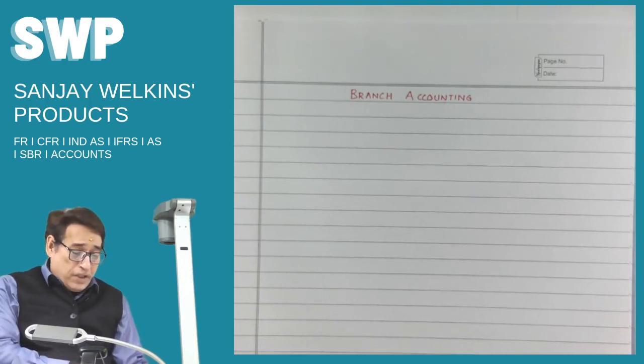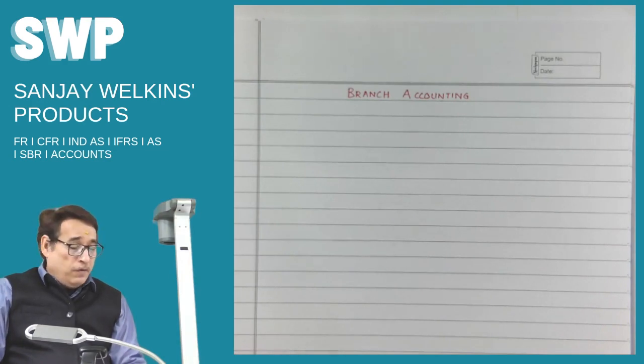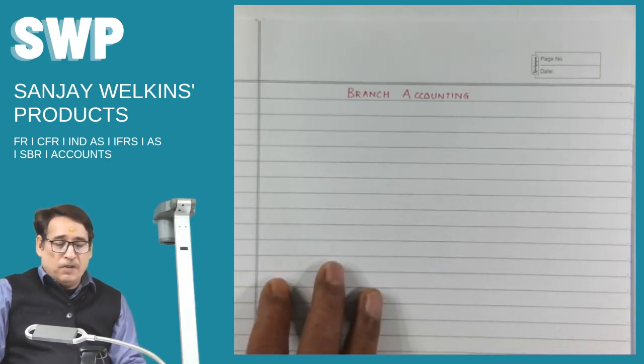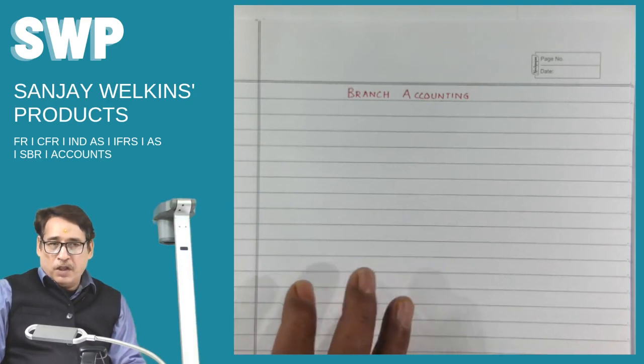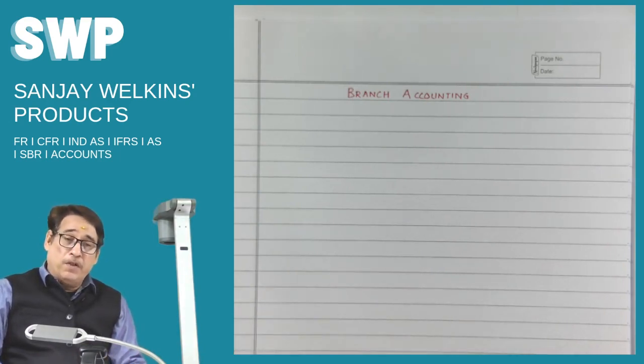So, on such a note, we start a topic which happens to be pretty formidable, pretty important, and pretty high voltage, in fact. From the examination point of view, of course, we are talking about branch accounting. This is the topic which we are going to take up in this session, and of course in many upcoming sessions, because this happens to be a pretty long topic. When I say that it's an important, formidable, in-depth and long topic, it automatically means that you will have to pay a little bit more attention.